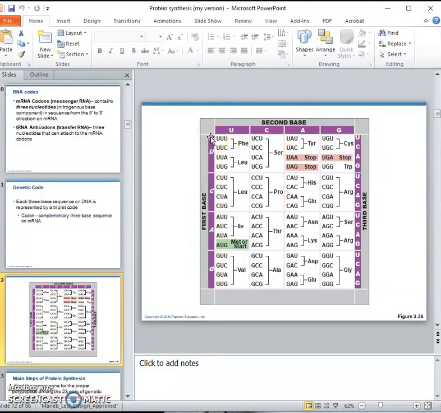64 possible codon combinations. But you only have 20 amino acids. So the statement is you have redundancy but no ambiguity. That means more than one codon can code for the same amino acid, but none of these can code for another one. So you can have redundancy, but it's not ambiguous. UUU doesn't code for leucine today and phenylalanine tomorrow. Okay, so we're going to pick this up on the next one again in a moment.